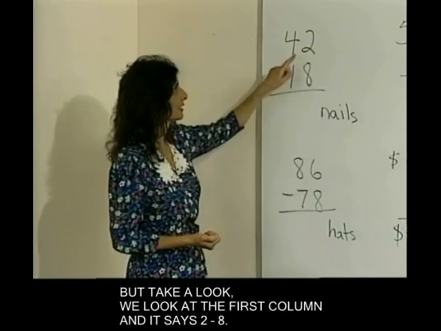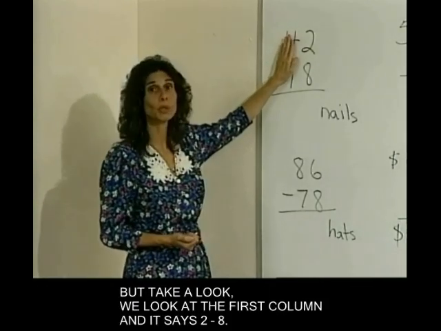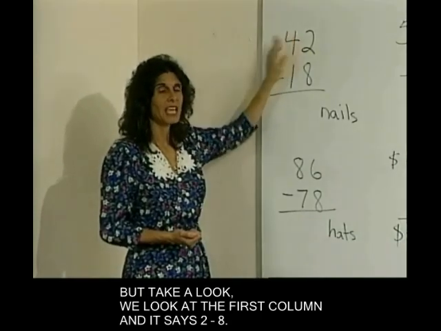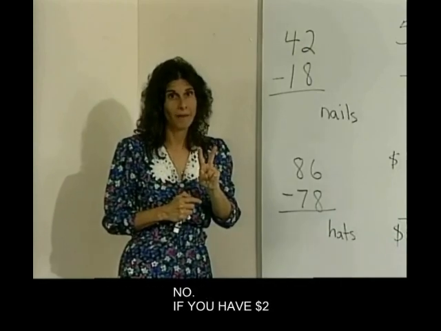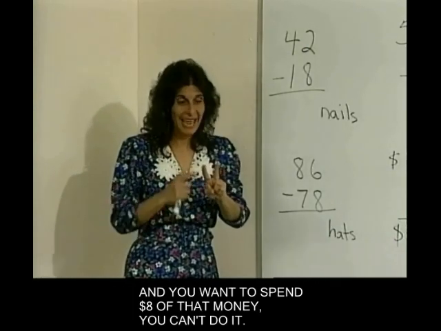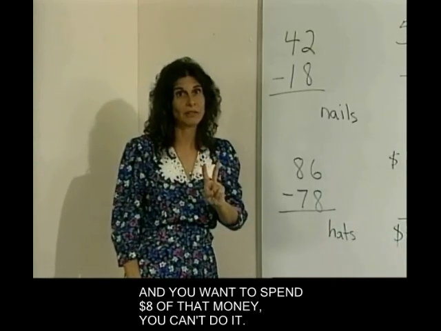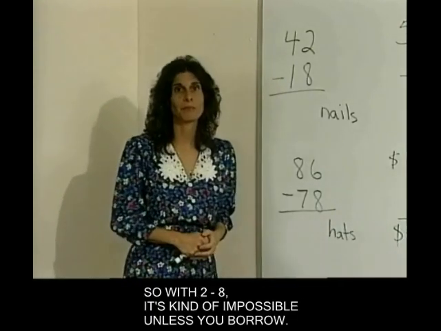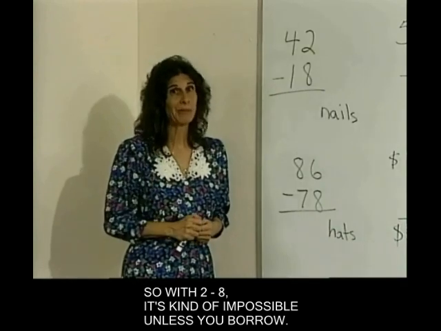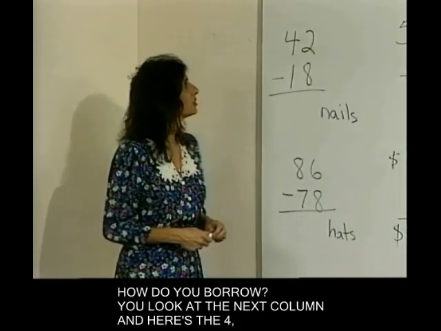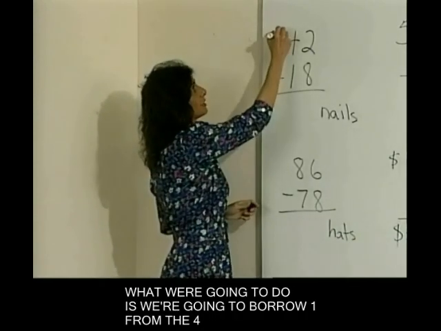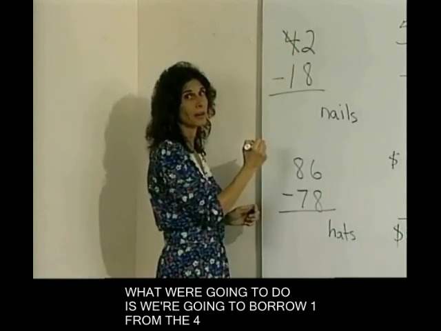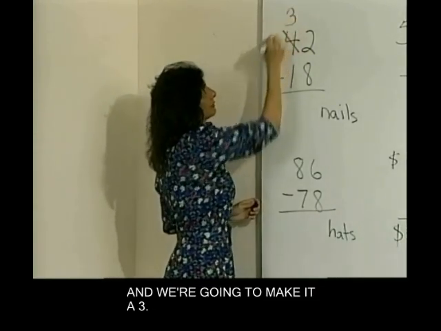But take a look. We look at the first column, and it says 2 minus 8. If you have 2 and you want to take away 8, can you do it? No. If you have $2 and you want to spend $8 of that money, you can't do it. So we have 2 minus 8. It's kind of impossible unless you borrow. How do you borrow? You look at the next column, and here's the 4. What we're going to do is we're going to borrow 1 from the 4, and we're going to make it a 3.